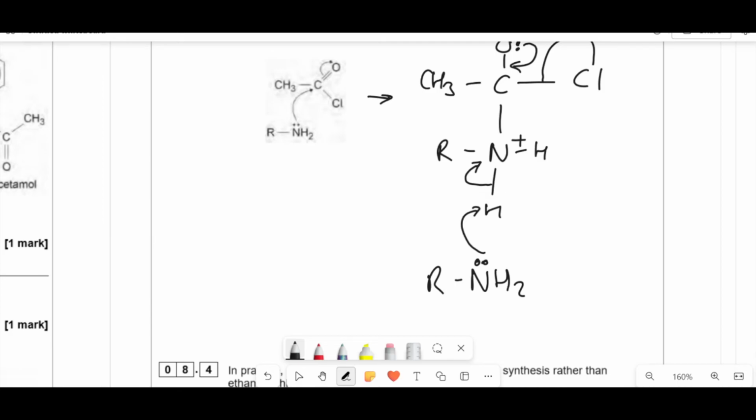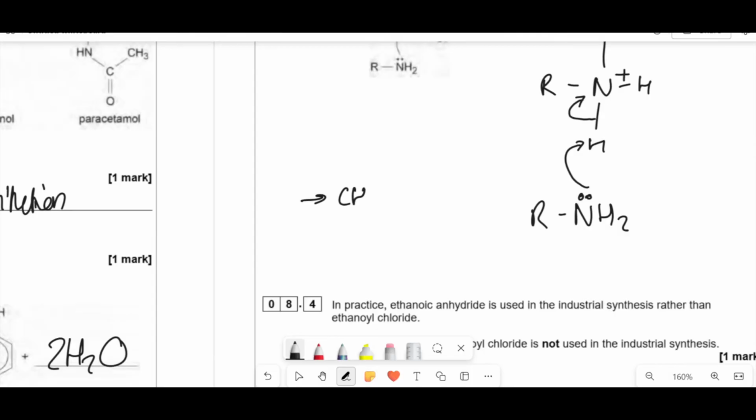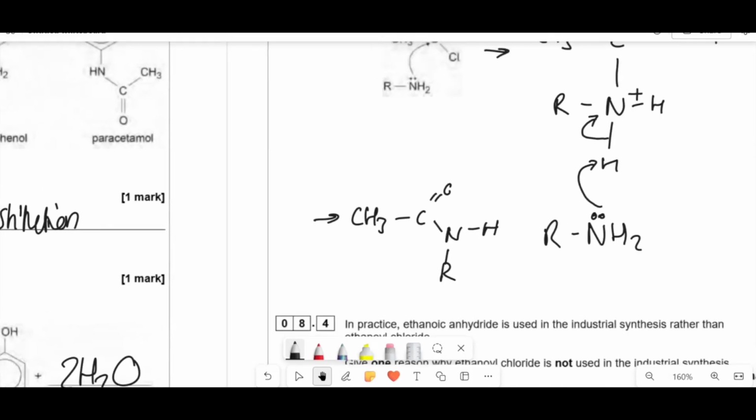There you go. So then what you end up with is your final thing here, which is going to be CH3, C double bond O, NH, and then R, which is exactly this thing.